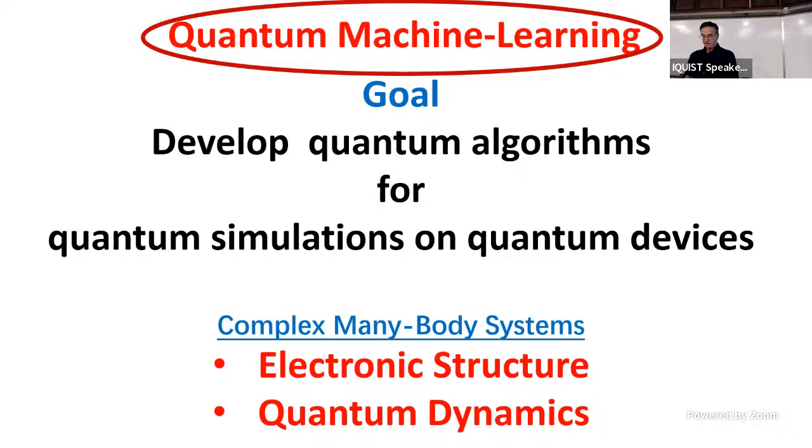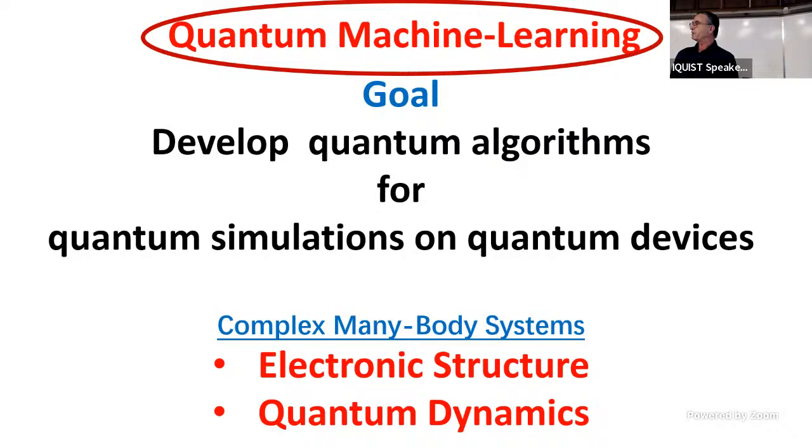So let me just start telling you what we are simulating and what is quantum machine learning, how the quantum machine learning helps us in simulation, how do we build the quantum circuit, and how do we implement it on a quantum computer, and we show examples of two-dimensional materials, and then go to open dynamics.